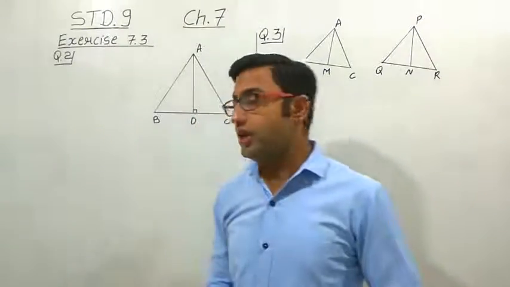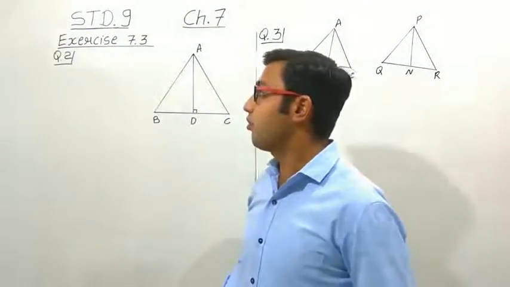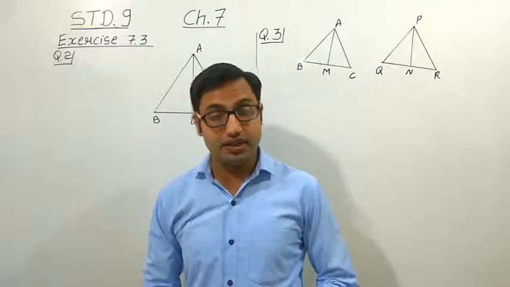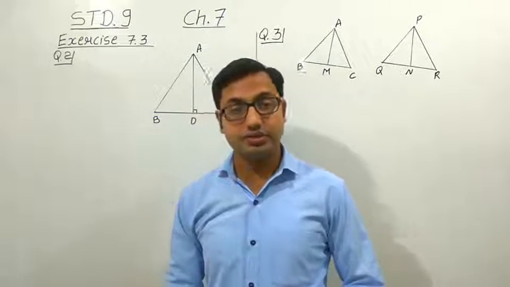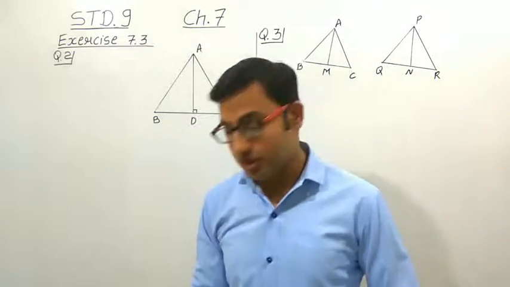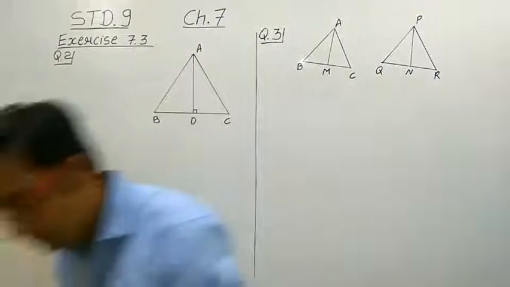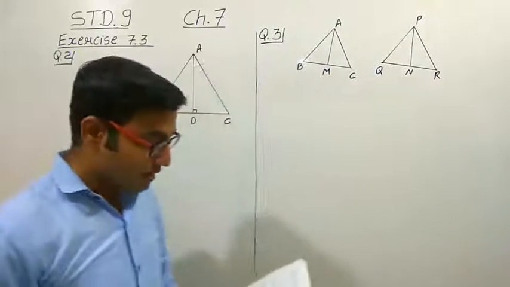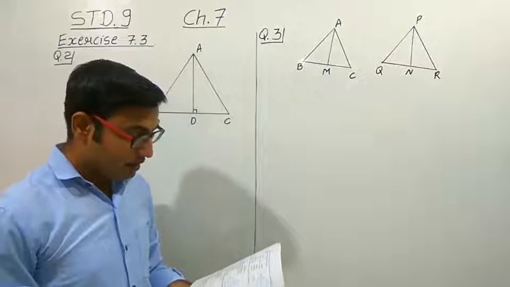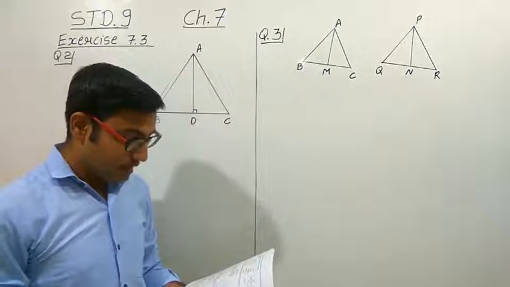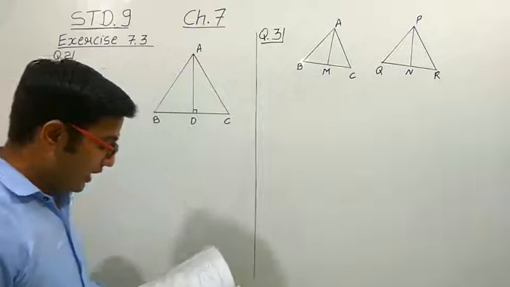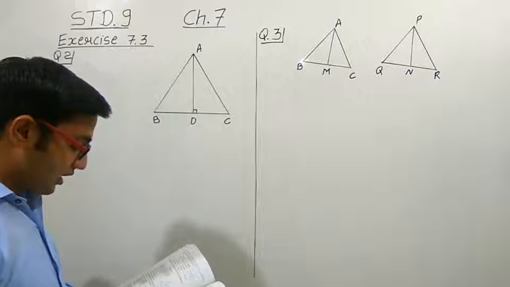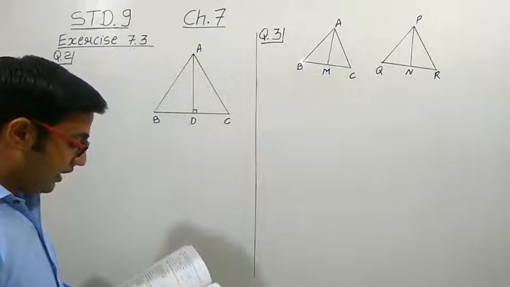Hello students, today we will study question number 2 of exercise 7.3. This is the topic of standard 10 chapter number 7 triangles. So what is the question? Question is: AD is an altitude of an isosceles triangle ABC in which AB is equal to AC. Show that AD bisects BC and second thing is AD bisects angle A.